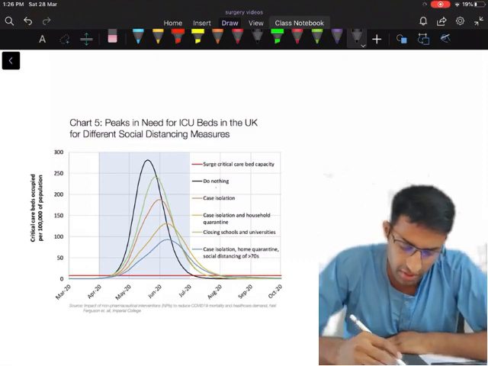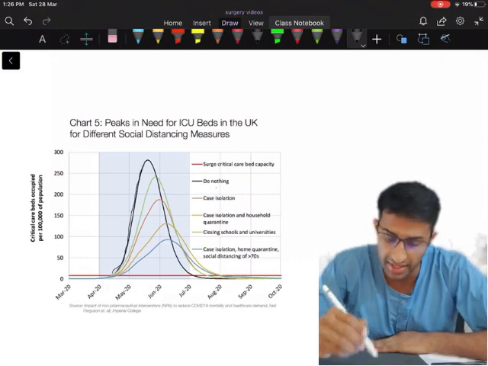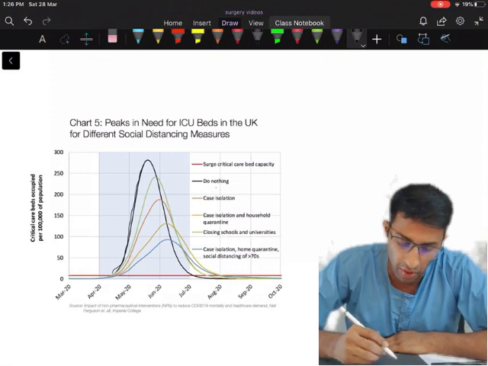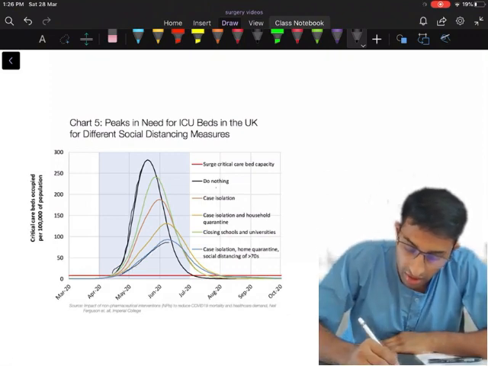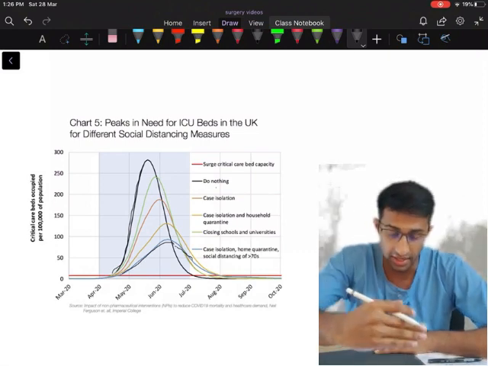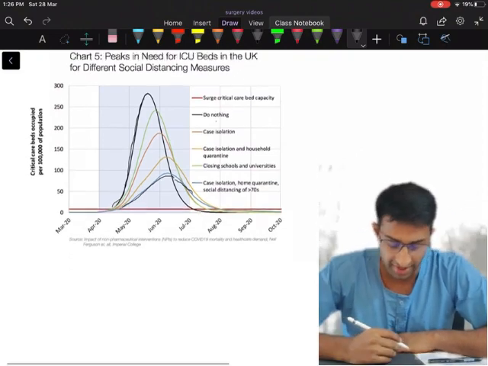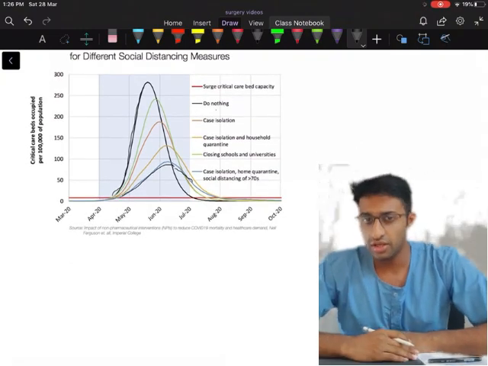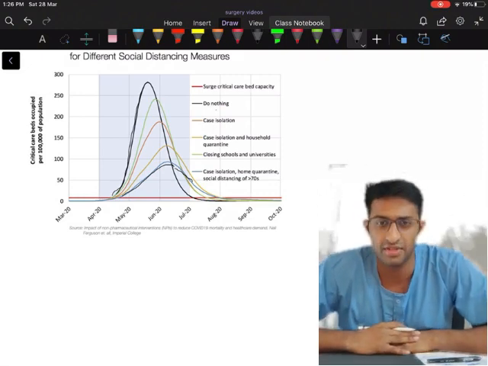If we do nothing, you can see how the number of cases increases tremendously. But if 70% of the population is isolated and quarantined, you can see how the number of ICU beds needed per 100,000 population is very small. The graph has tremendously decreased. Almost, it has flattened. So the whole emphasis of this video is the importance of social distancing.